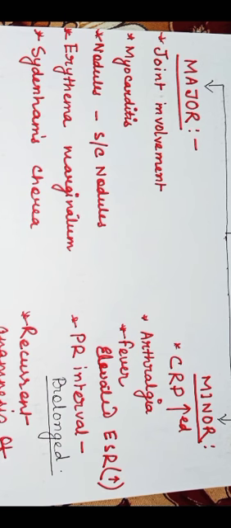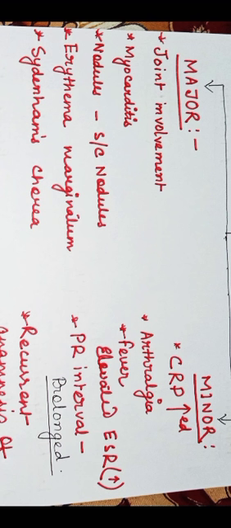So major criteria includes, number one, joint involvement. Now what is this joint involvement? It is basically arthritis. To be more specific, it is polyarthritis. What is the meaning of the word polyarthritis? That is, many joints are involved at the same time. When in your body many joints are involved at the same time, that is known as polyarthritis.